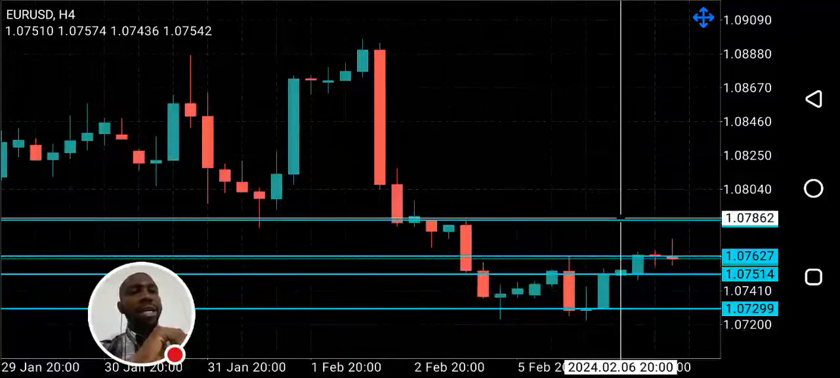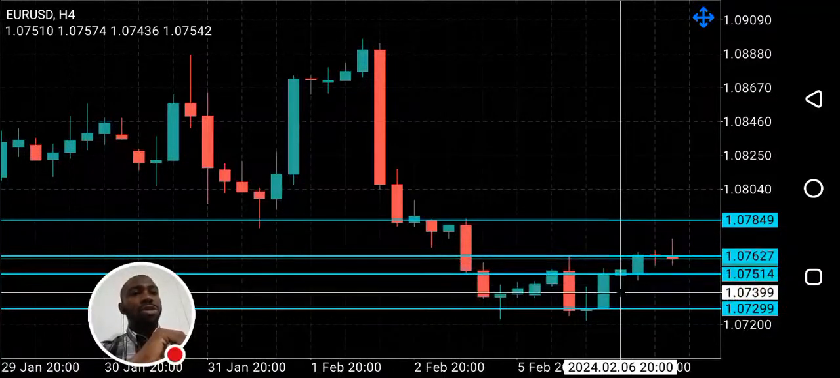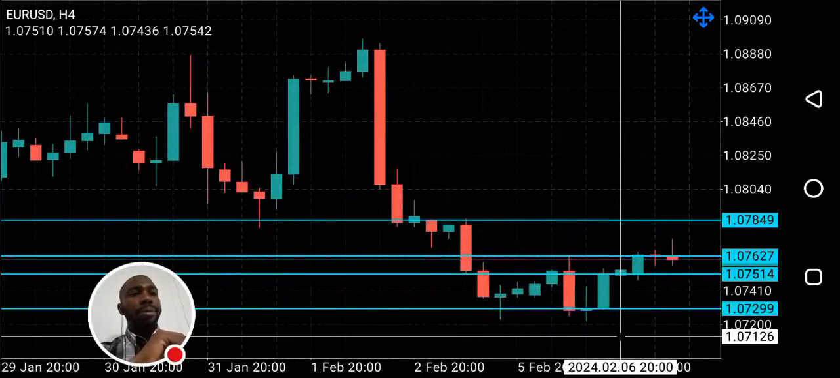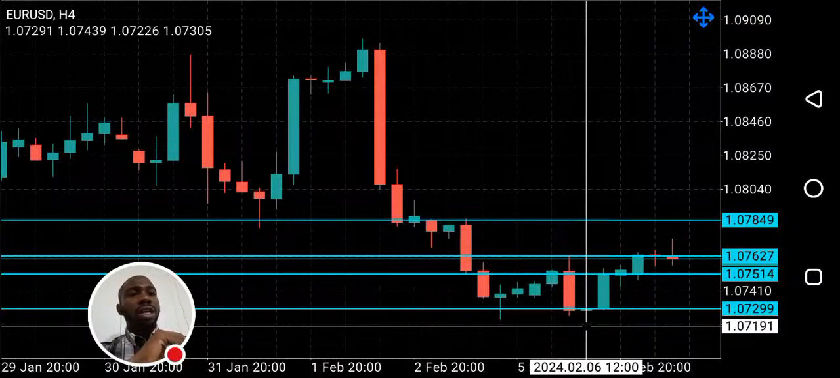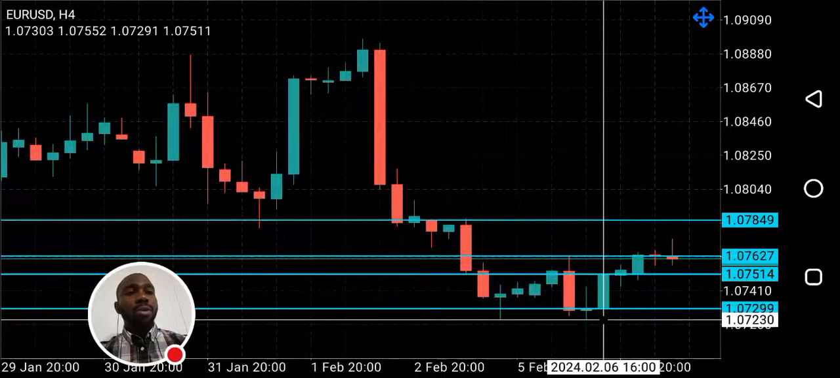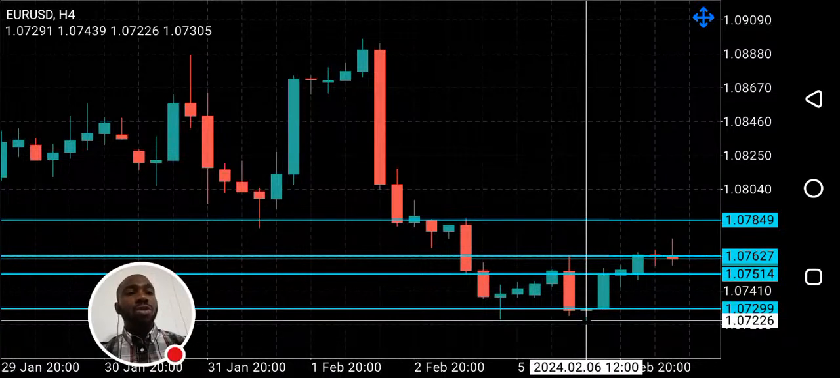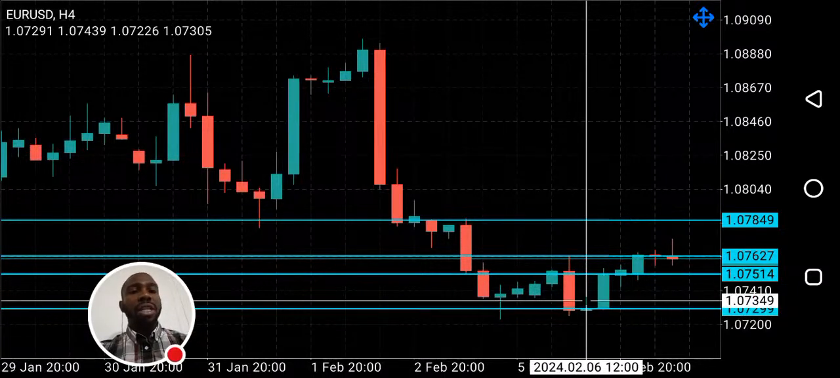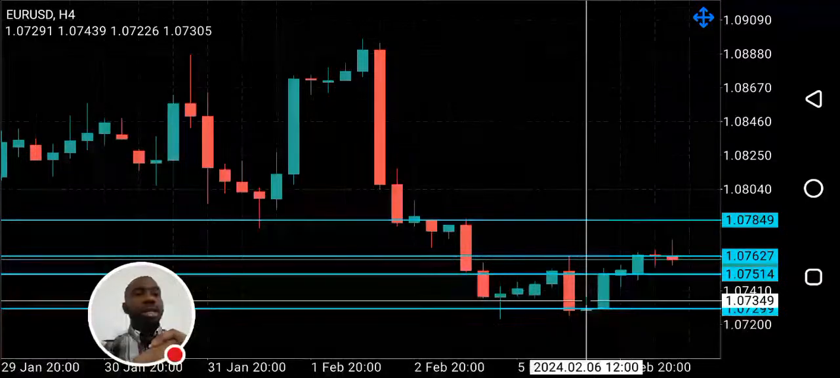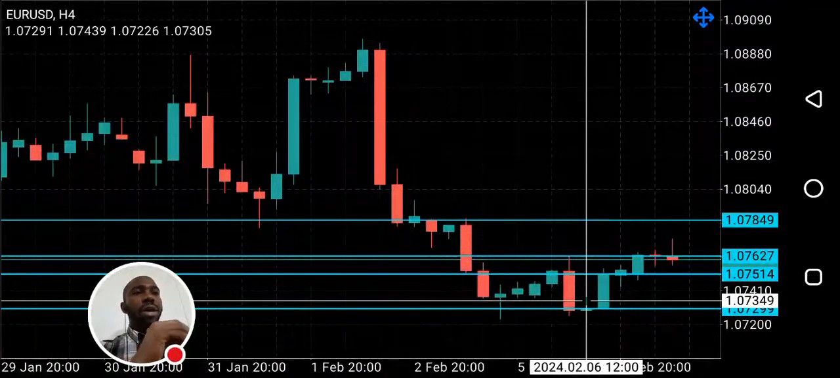And if you are buying above this level, your stop loss should be a few pips below the low of this doji. If you are buying, your stop loss should be below the low of this doji candle, say 10 pips below that level. I hope that is clear.